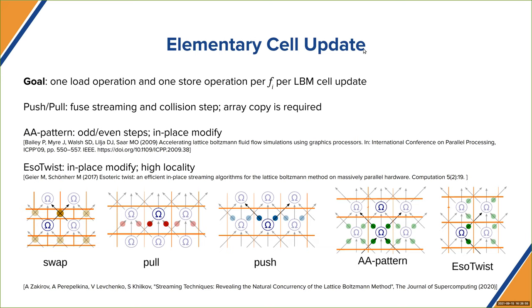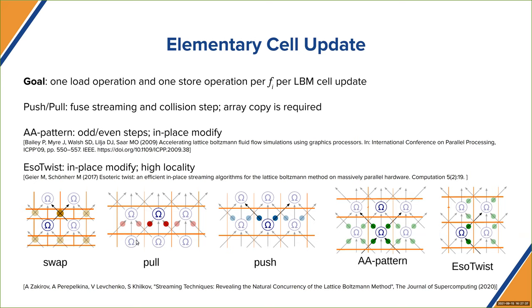Here we look at the elementary cell update. The goal to obtain the limit specified on the previous slide would be one load operation and one store operation per particle distribution function value per cell update. Research in this topic started more than 15 years ago. The first thing that many authors developed simultaneously is to fuse streaming and collision operations into one cell update. This results in streaming schemes that are commonly called pull or push.